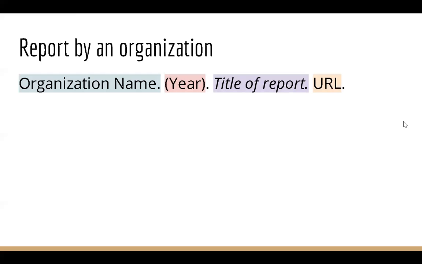Reports by organizations work in a similar way to journal articles, but there's fewer pieces of information that are required. You'll start with the name of the organization, then you'll follow that again by the year in parentheses. Then you'll include the title of the report in italics with only the first word or proper nouns capitalized. And then you'll provide the URL for where to access that report.